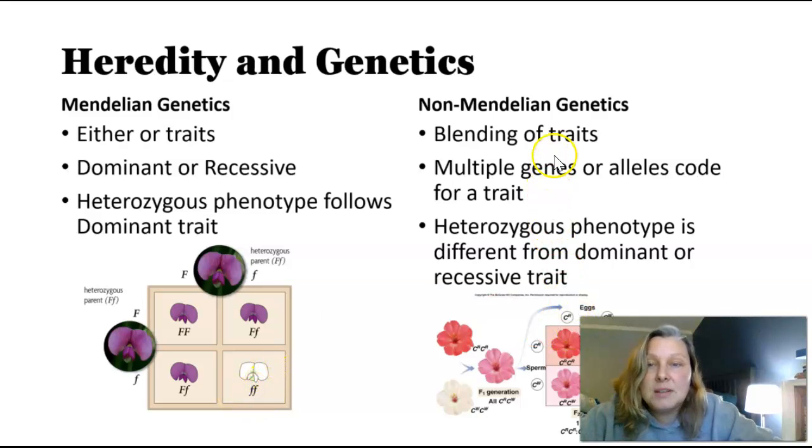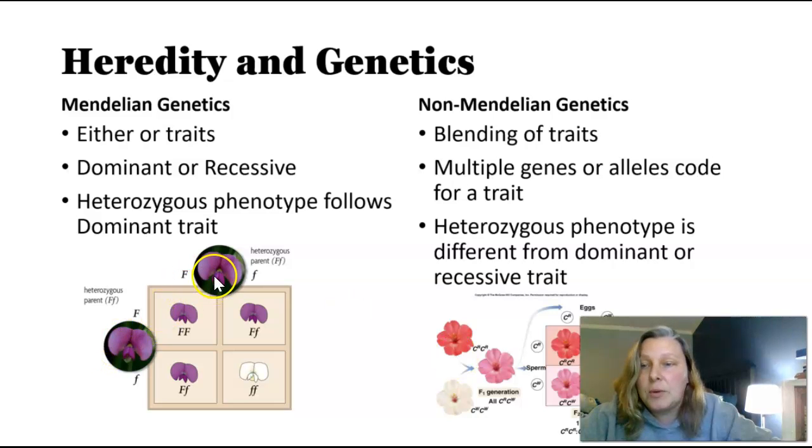Now with non-Mendelian genetics, you normally have a blending of traits, and this is what we more often see. Nobody's just this or that trait. And a lot of times multiple genes, even on different chromosomes, code for certain traits. So sometimes it takes 2 or 3 genes to actually code for a trait. With this, sometimes you have a red flower mixed with a white flower and you get a pink flower. That's what we talk about, that blending of traits.